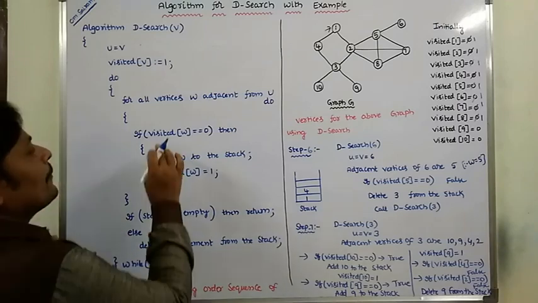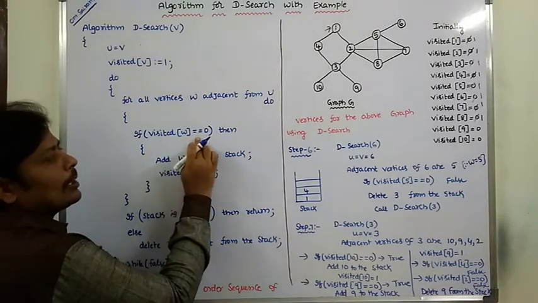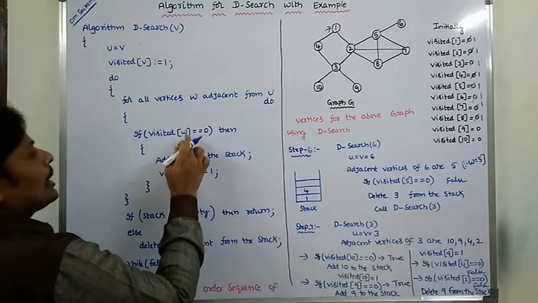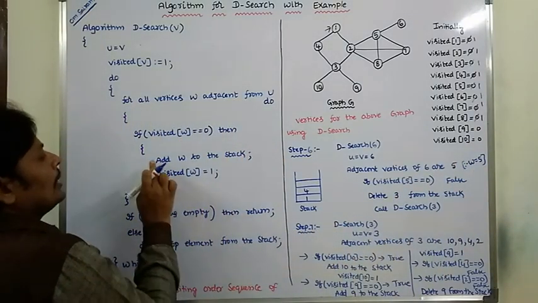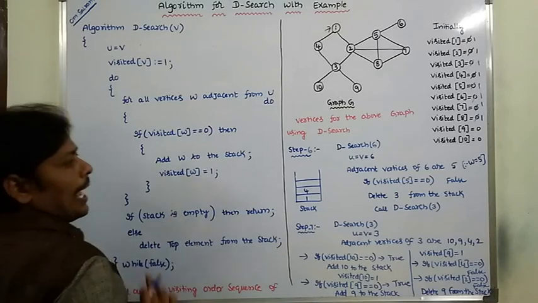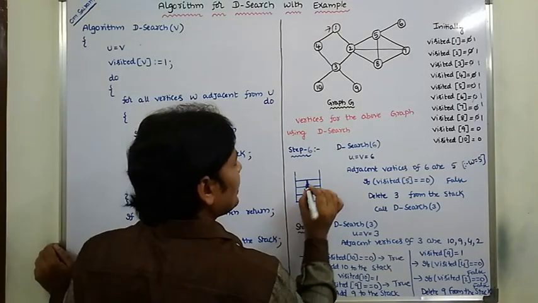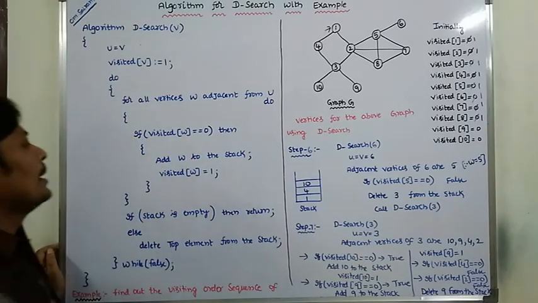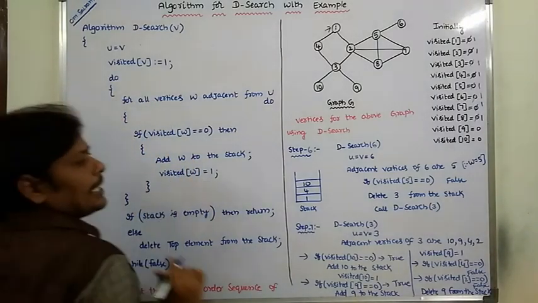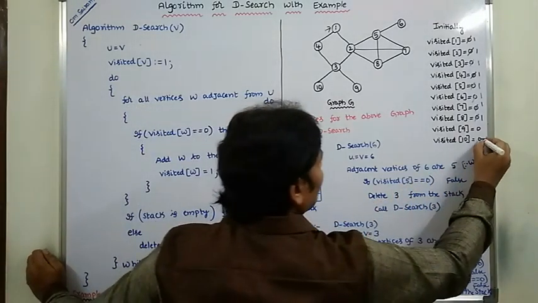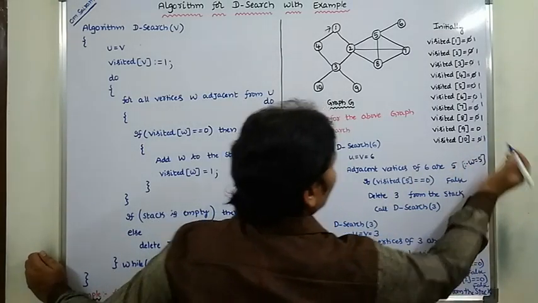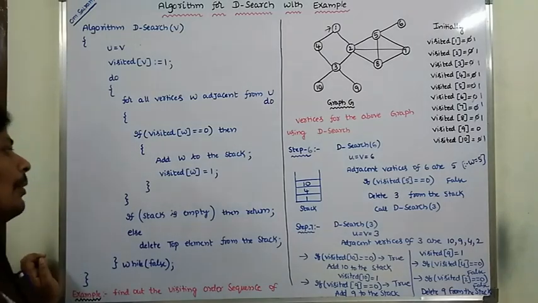Brace begin. If visited of 10 is equal to 0. Yes, this condition is true. Then control goes to the if block. So add w to the stack. So w value 10. Now add 10 to the stack. Okay. Now visited of 10 is equal to 1. So now w is 10. Visited of w is equal to 1, means visited of 10 is equal to 1.